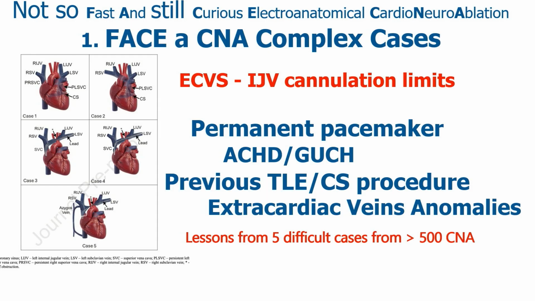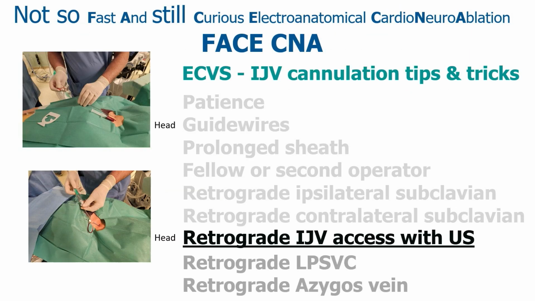But we also have not-so-fast cases, and the majority of these patients have a problem with a permanent pacemaker. They are also good candidates for this procedure, as are those with previous TLE or cardiac surgery procedures. And you can also expect that after 500 cases, we have 5 difficult cases, and I will show one.